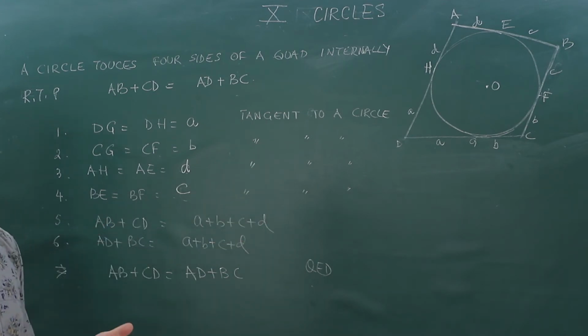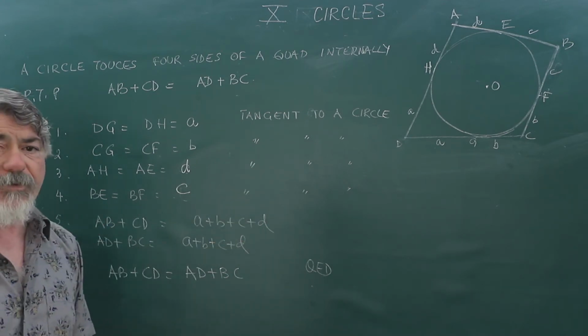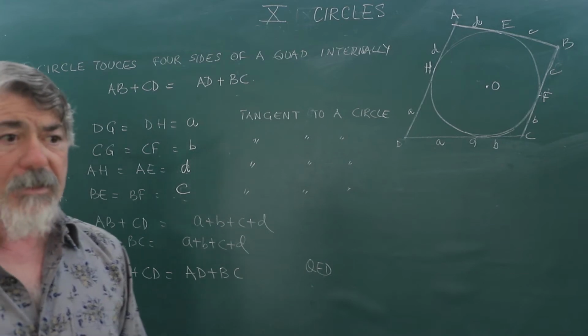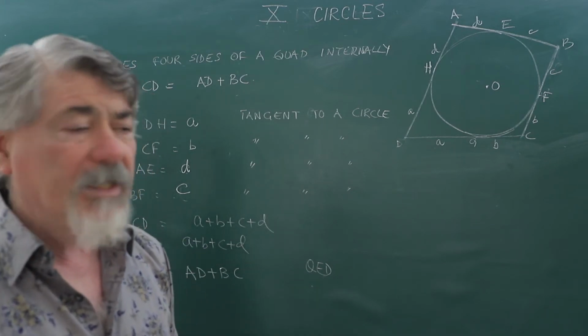So we have used the property that the tangents drawn from a point outside the circle to a circle are of equal length.